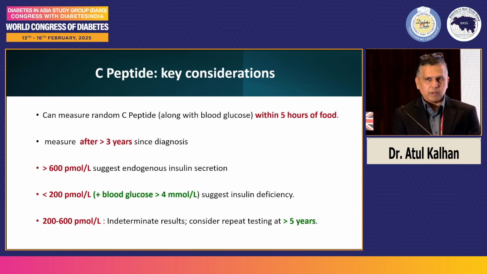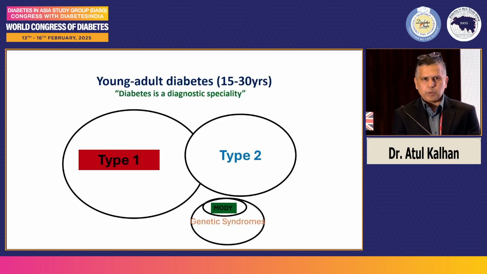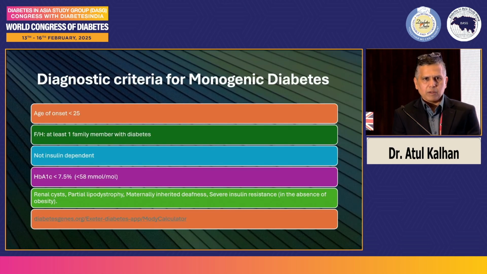So far we have covered the diagnostic part. We moved into a bit of the classification part of it. Let's go into the third clinical scenario now. Anyone wants to give an answer after reading it? 23-year-old, raised fasting glucose, strong family history of diabetes, BMI normal, and HbA1c 5.6. Dr. Minal has already covered it. It's more than one fasting glucose which are high in somebody with normal BMI. So I'm not talking about type 1 or type 2. What do you think? Monogenic with?